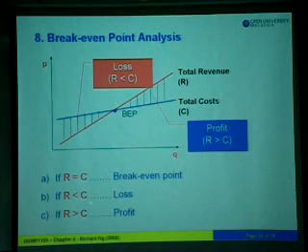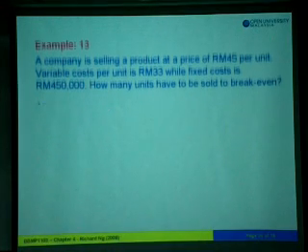So in short, if R is equal to C, which means revenue equals cost, then the company will experience a break-even point. If R is less than C, the company will run at a loss. If R is greater than C, then it will make a profit. Let's look at an example here.